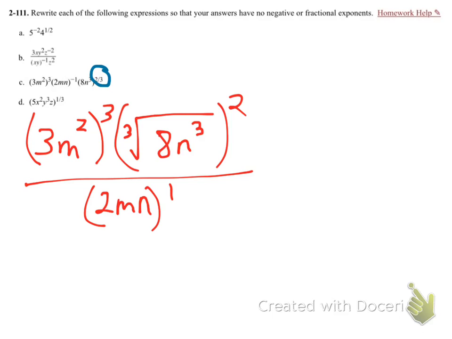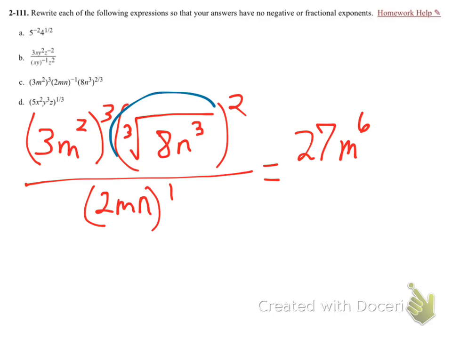My fractional exponent, the denominator of that fraction, is the number of the root that I'm taking. So I'm taking the third root, and the numerator of that fraction is what I'm doing. I'm squaring this then. So now I can simplify this even further. So this part right here, I am putting 3 and m squared both to the third power. So 3 to the third power is 27, and m squared to the third power is m to the sixth.